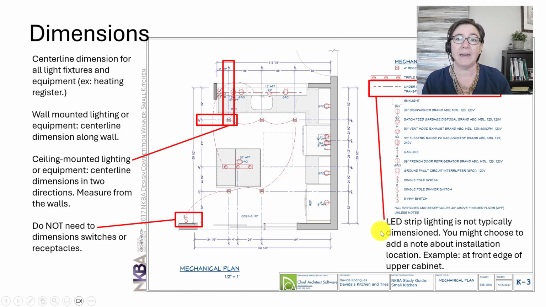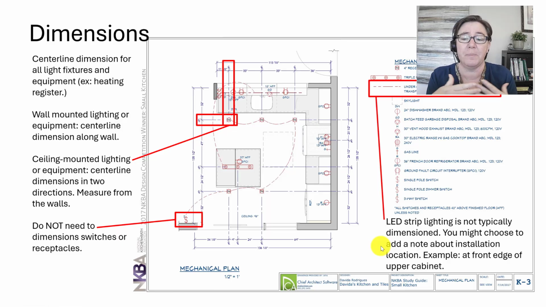Now, LED strip lighting is a special case. It's not typically dimensioned. And so it's shown with respect to its location on the plan. And you might choose to include a note about its installation. So if you want it to be installed 1 inch back from the front edge of the upper cabinet or something like that, go ahead and note it right here in the legend.